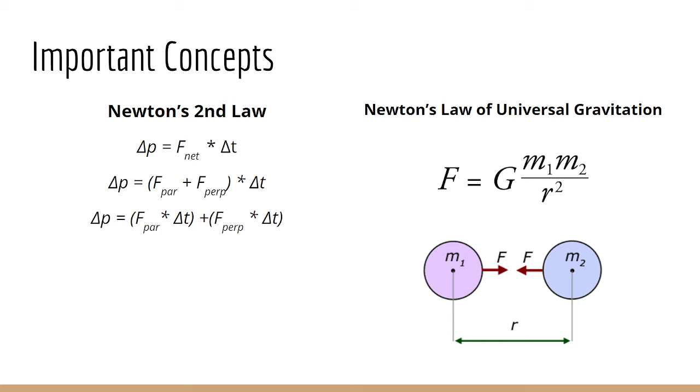The next concept that I used is Newton's law of universal gravitation. The force of gravity acting on a pair of objects is directly proportional to the mass of the objects and inversely proportional to the distance between them. And the reason that's important is that when we're calculating the mass of the black hole, we can set the force of gravity equal to the net force from the computational model and solve for the mass of the black hole.